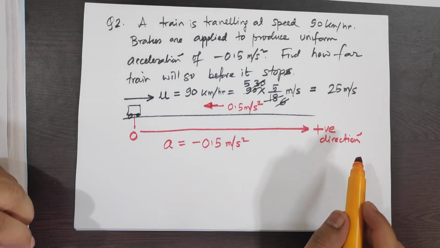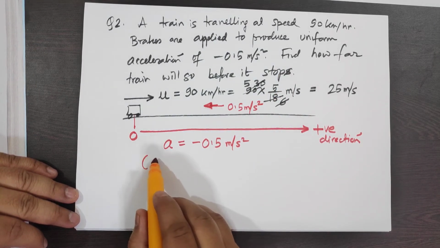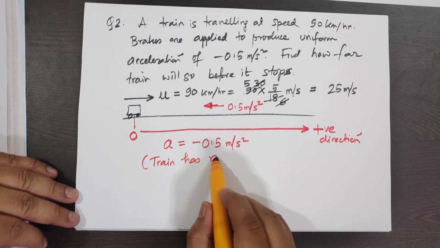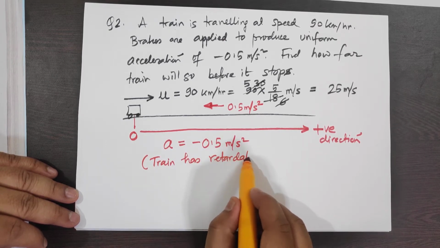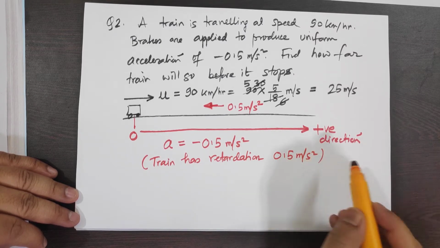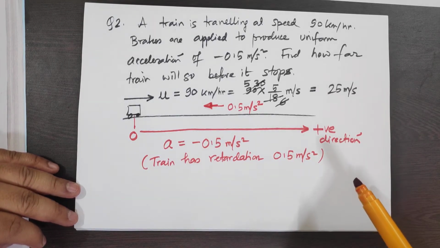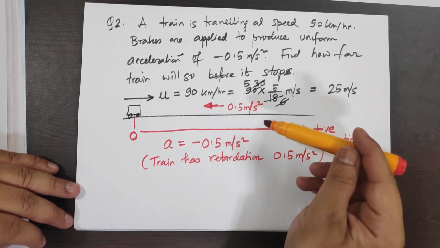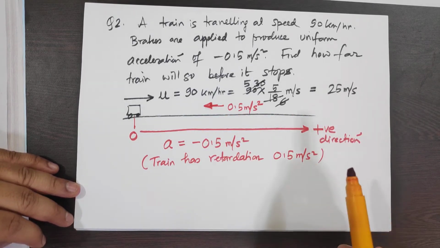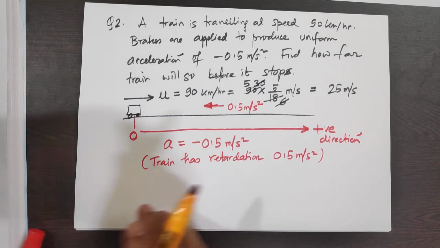See, produce acceleration of minus 0.5, it is same as the train has retardation of 0.5 meter per second square. Retardation means if it is moving towards the forward direction, the acceleration towards the left direction is 0.5 meter per second square. Okay, find how far it will go before coming to rest.